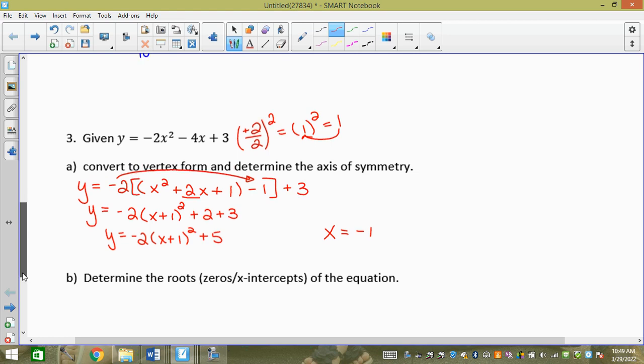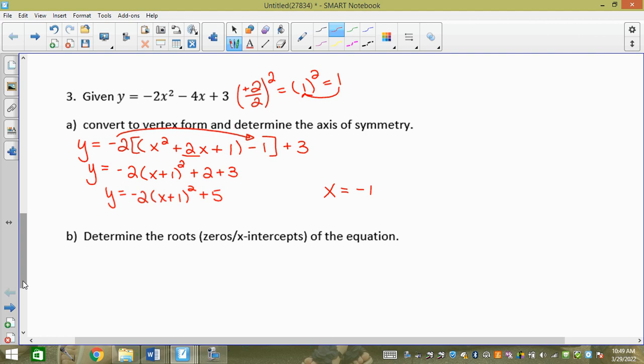Then here I want the zeros. So what multiplies to give me negative 6 and adds to give me negative 4? Nothing. So I can't factor it. I can't solve it by factoring. So what am I going to have to solve it by? Quadratic formula.